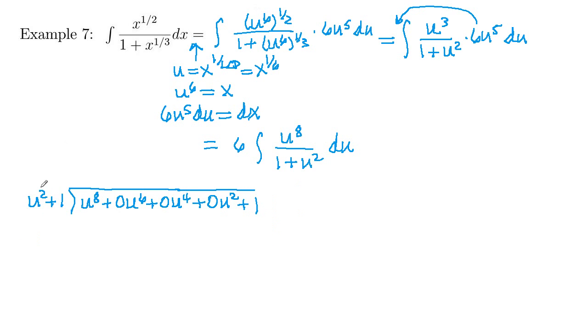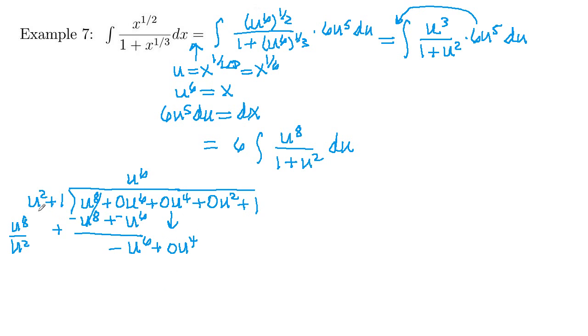So we divide our leading coefficients. u to the 8th divided by u squared is u to the 6th. So we'll put that here. Multiply out in front: u to the 6th times u squared, u to the 8th; u to the 6th times 1, u to the 6th. And we are subtracting, so we change the signs and add. These cancel, so negative u to the 6th. And go ahead and bring down our 0 u to the 4th.